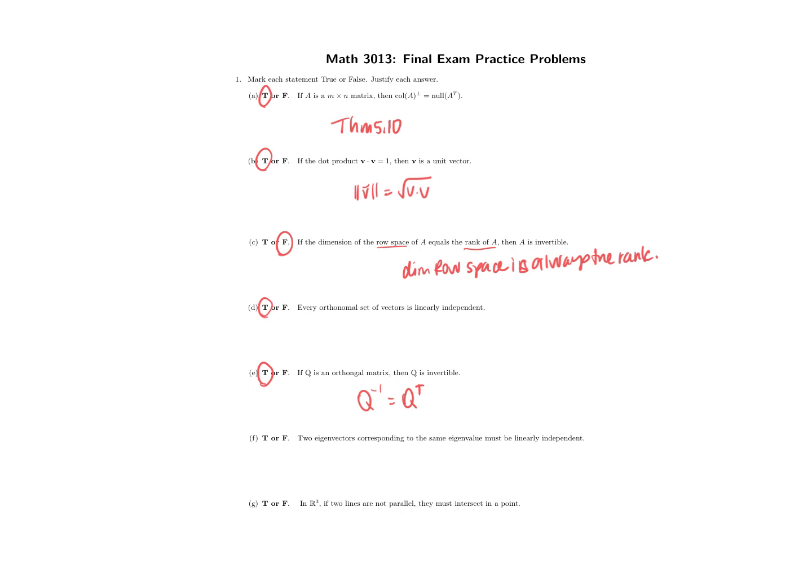Next, two eigenvectors corresponding to the same eigenvalue must be linearly independent. This is false. Not a chance. What it means to be an eigenvector is Av equals lambda v. So we could have a scalar multiple.